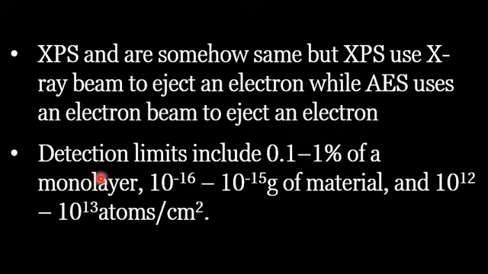Dear students, since the energy of the Auger electron is in the range of 50 electron volt to 3 kilo electron volt, this means that the mean free path of the Auger electron is very short. This short mean free path of the Auger electron limits the Auger electron detection from the surface of the material. The detection limit of Auger electron spectroscopy is in the range of 0.1 to 1% of a monolayer.